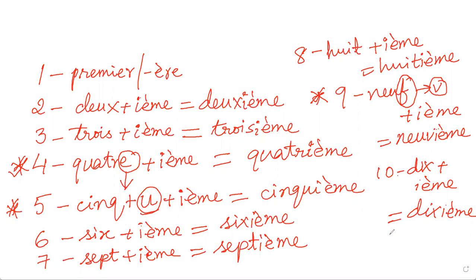Now you can do it easily. So we need to take care about the first one, premier. We need to remember this. Whenever it ends with the letter e, then we'll drop e and then we'll add ième. And with the letter five, we'll be adding u. And in nine, f changes to v. These things, if you remember, then you can do all the ordinal numbers easily. Okay.